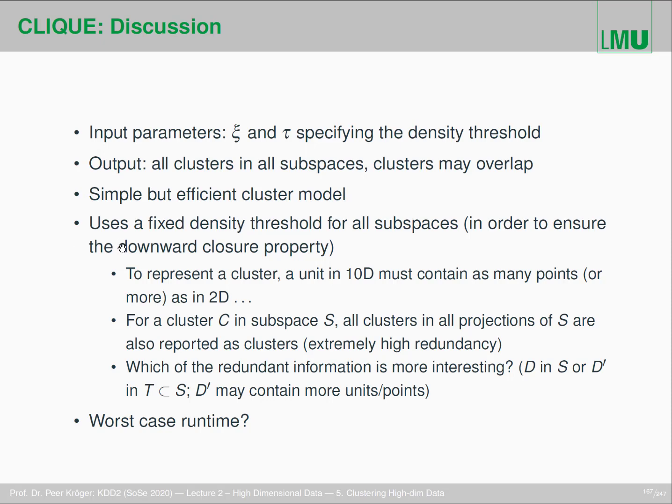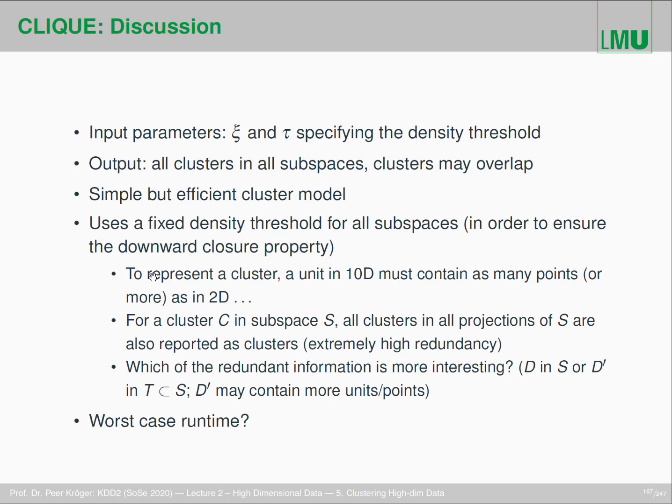It's basically related to the fact that it uses a fixed density threshold for all subspaces, because this ensures the downward closure property. If we change the density threshold, so this xi and the tau, along the subspaces, then we won't have the downward closure property anymore, and we cannot apply branch and bound. So CLIQUE uses a fixed density threshold just for performance reasons, in order to apply an Apriori-style branch and bound search, a bottom-up search.